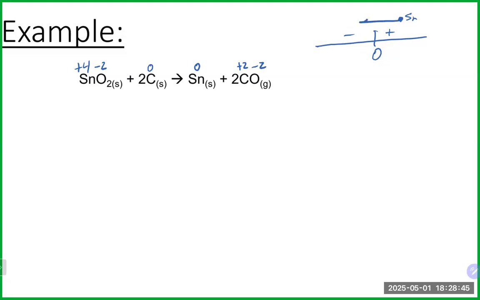And if we look at the tin here, it is starting at +4 over here. It is ending at 0 in this case. It is becoming more negative, and that means the tin is actually being reduced. The carbon here is starting at 0, ending at +2, becoming more positive, so the carbon is being oxidized. What about the oxygen? Anything happening with it? No, it's the same on both sides. That would mean our tin with a +4 charge is our oxidizing agent, and our carbon, which is being oxidized, would be our reducing agent.